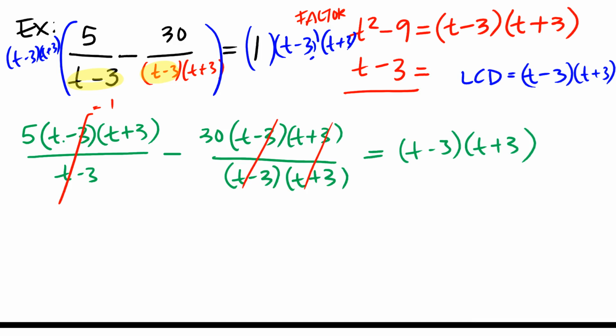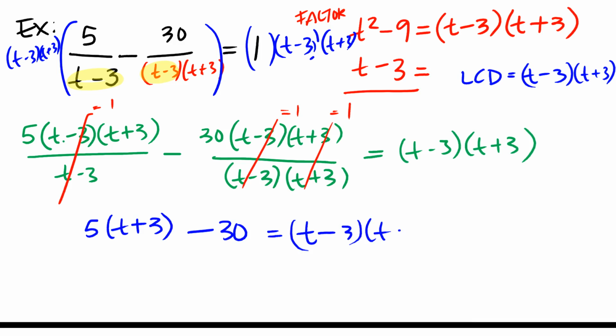Same thing here. Both of those are fancy pants versions of the number 1. So this is going to be 5(t + 3) - 30 = (t - 3)(t + 3). And then we're going to have to do some distributing. Distribute here. Some foiling, however you want to think of that, so that we can clear parentheses just like we would in a normal equation.